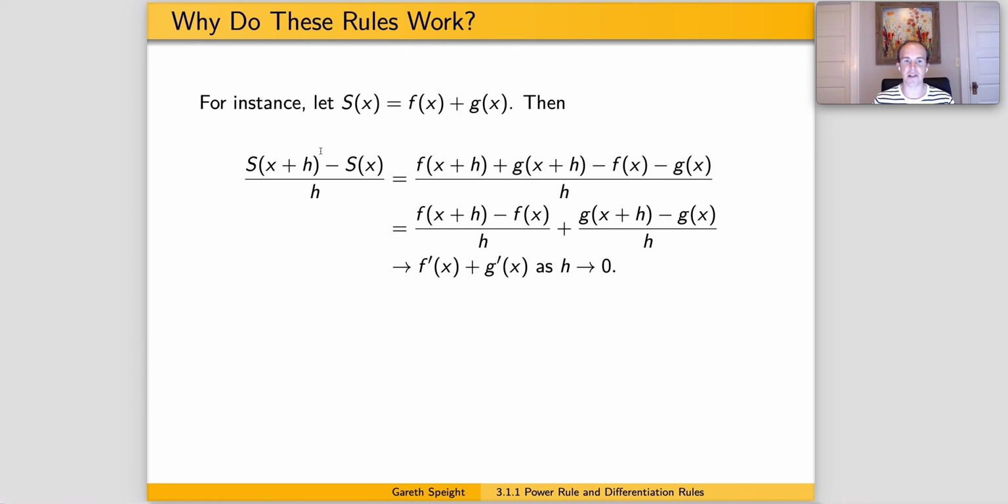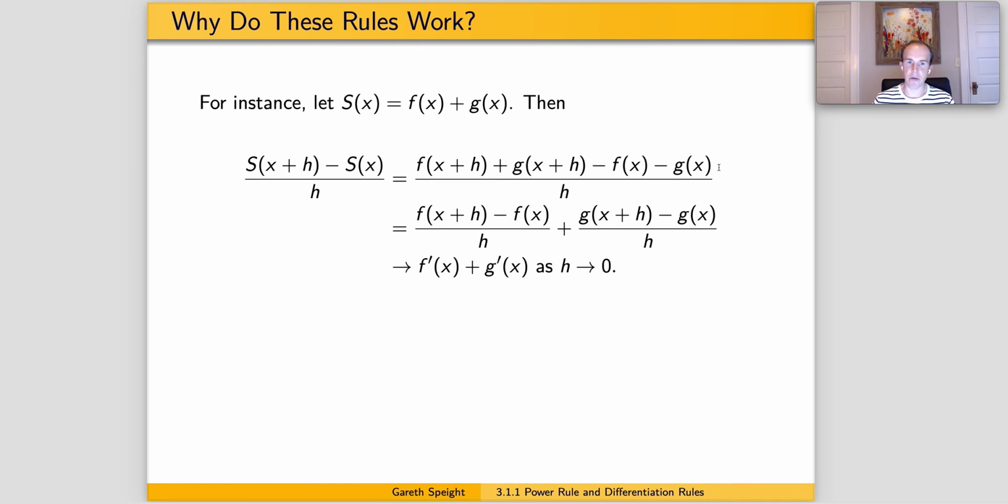So whenever I have s of x plus h, I can evaluate that by replacing x by x plus h. I get f of x plus h plus g of x plus h. And then similarly, if I want to take away s of x, that means taking away f of x plus g of x. So I get minus f of x minus g of x. So I get this big mess on the top.